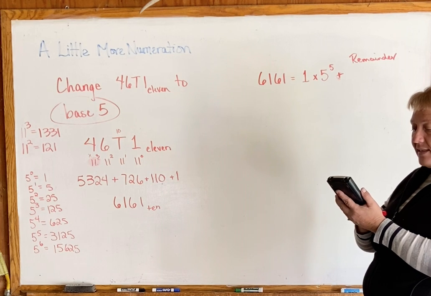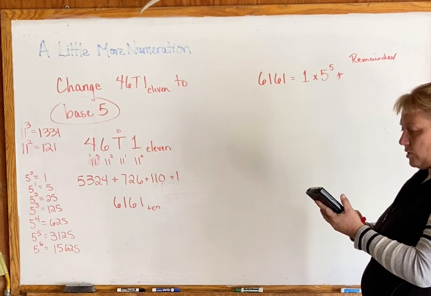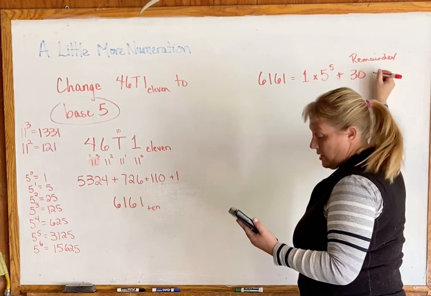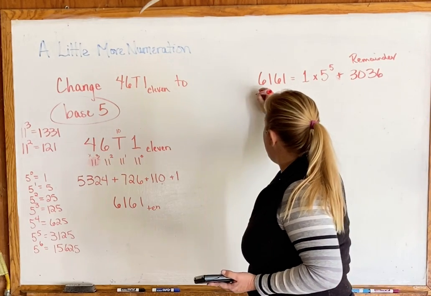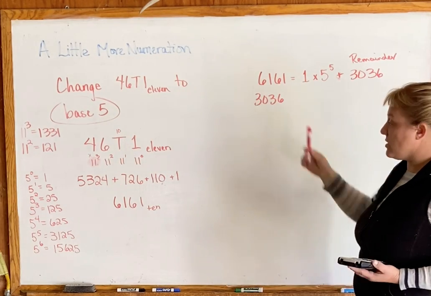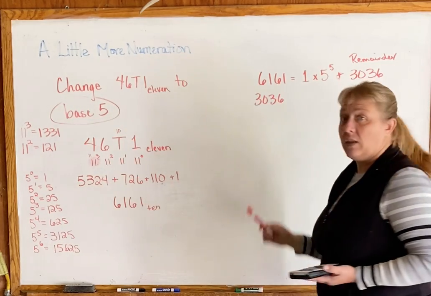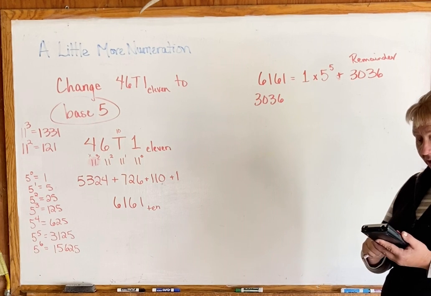So if we take 6,161 and we subtract a 3125, then we're left with 3,036. And our remainder is what we bring down here. So 3,036. Now, 625 definitely goes into that, doesn't it? But I don't really know how many times, so I'm going to use my calculator to help us.